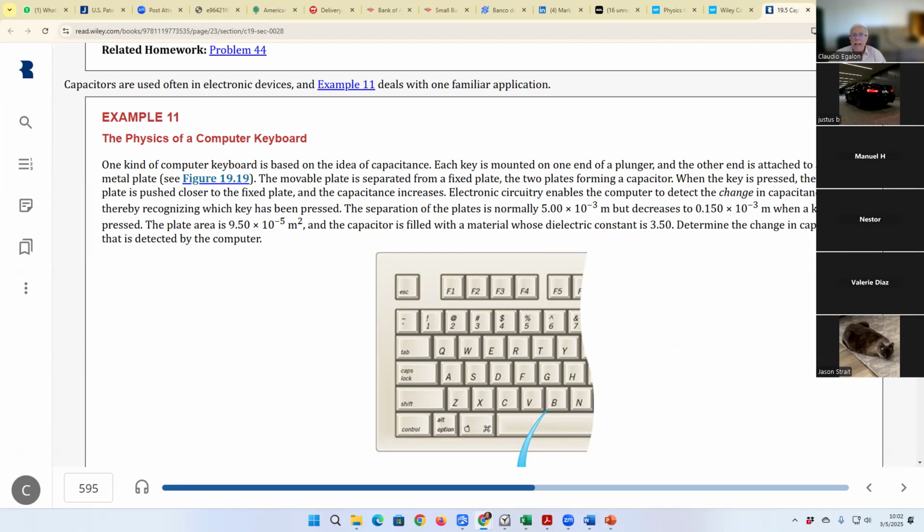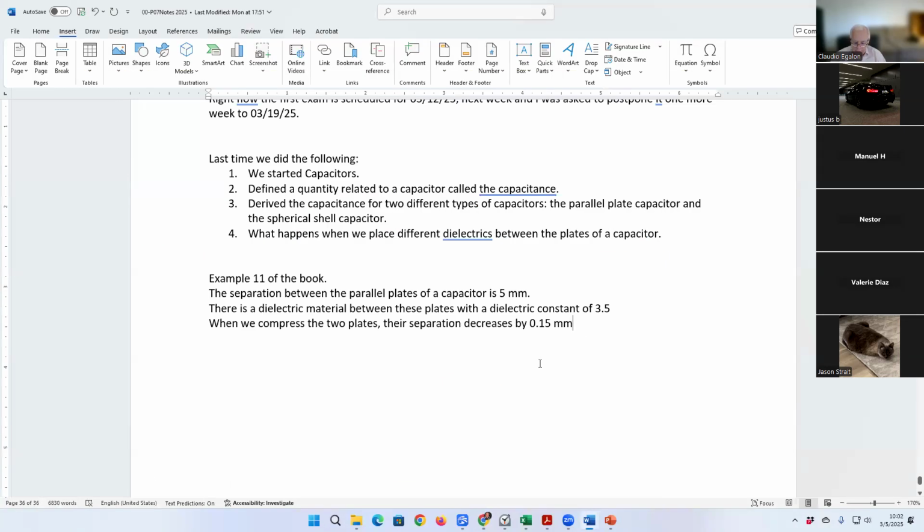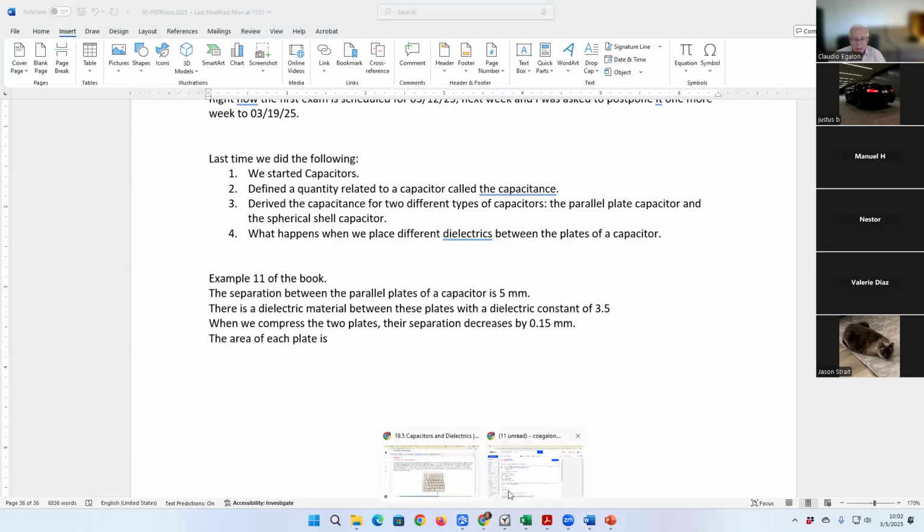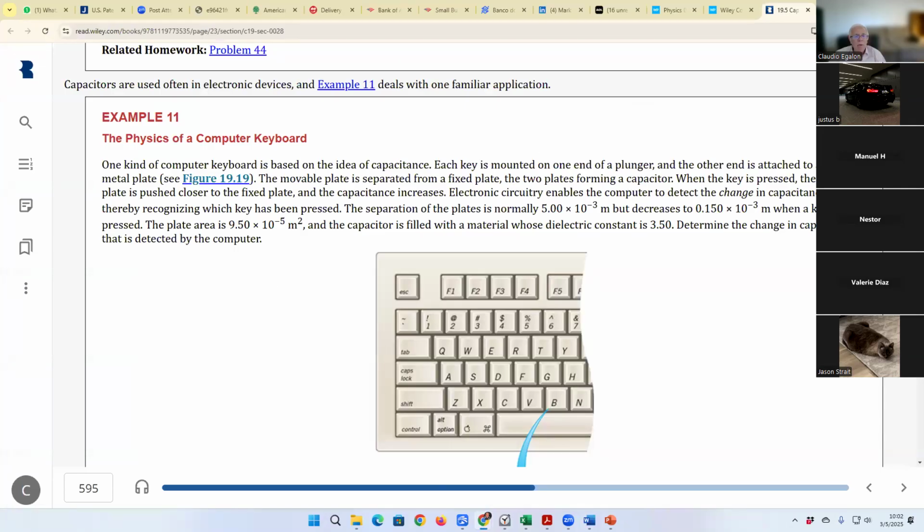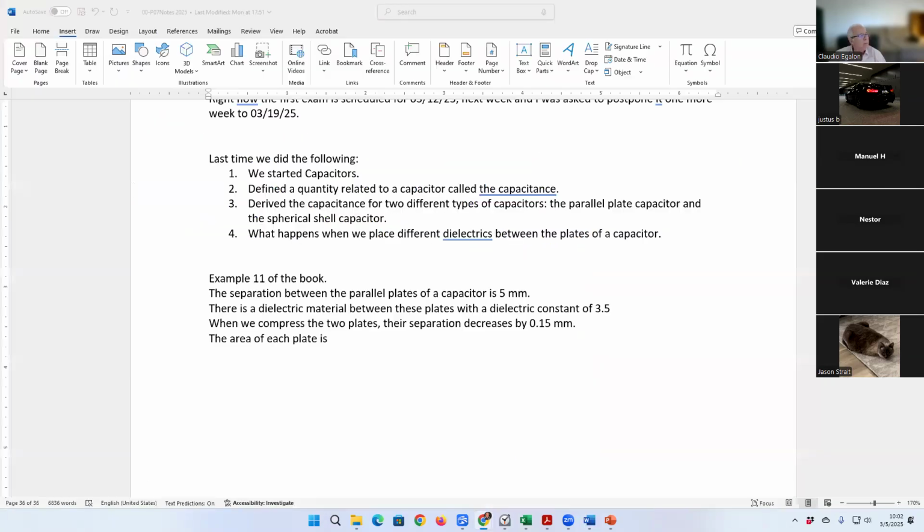The area of the plate is 9.5 times 10 to the minus 5 square meters. The area of each plate is, let's go back again, already forgot. 9.5 times 10 to minus 5. I'll put it on this side so I can refer more quickly. 9.5 times 10 to minus 5 square meter.